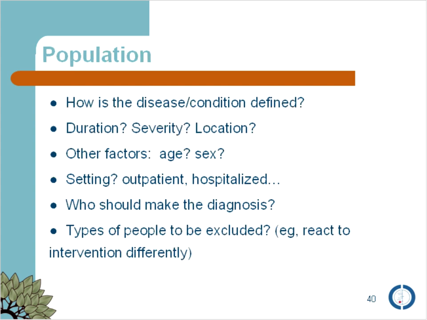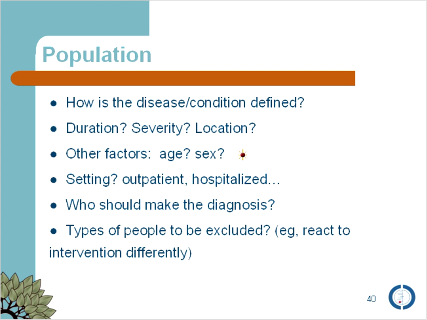So let's take a look at the population part. If I said it needs to be detailed, what is it that we need to include? You need to define what your disease or condition is, and you need to think about other related factors. So if you're talking about duration, acute versus chronic, for example, severity, location on the body may be a consideration.